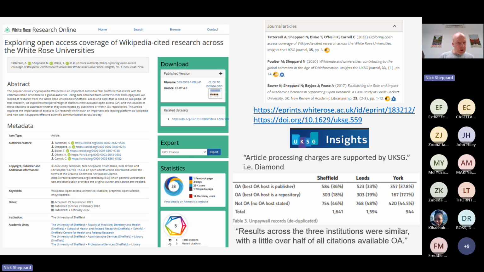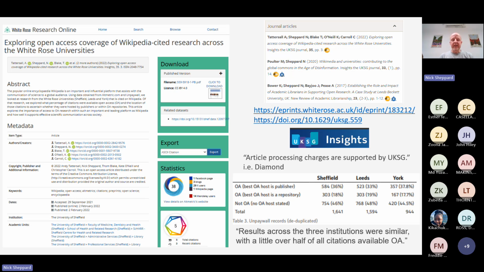I've actually used one of my own articles just because Wikipedia is a bit of an interest of mine, especially in the current climate that we're in in the information space. This was a research article I did with colleagues at Sheffield and York, the White Rose University repositories, back in 2021, was it? I can't remember. It looked at the open access coverage of articles cited on Wikipedia, and I think we had about 6,500 articles cited across the 3 universities at that point. Around about 50% of them were open access.